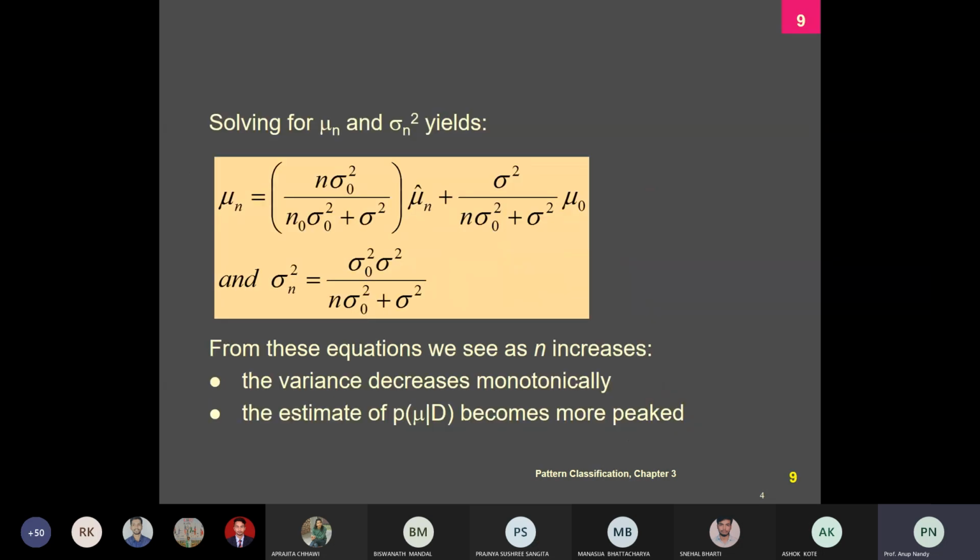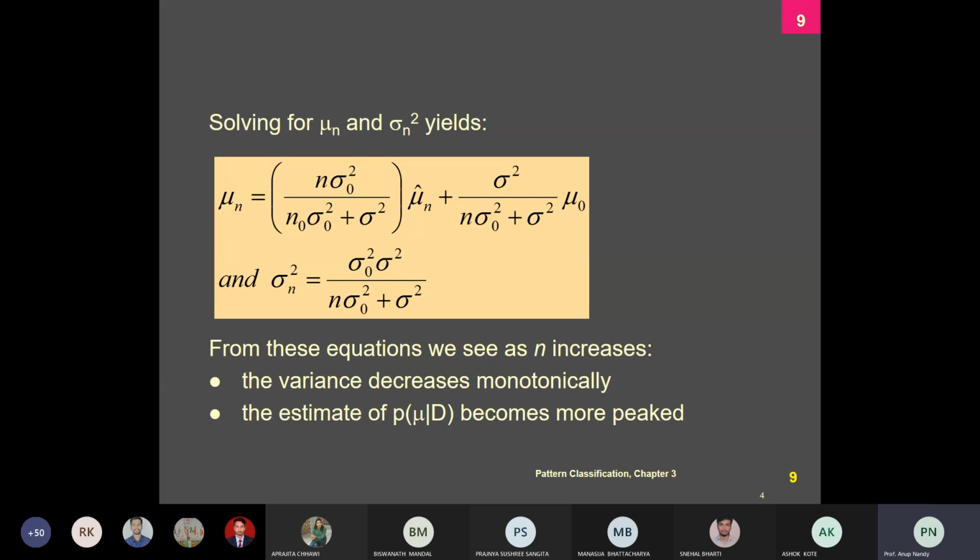Next, you just solve it. Now what is your objective? Your objective is to estimate the parameter. Which parameter? Theta. You started with this density function P of theta given D. Now theta is nothing but mu and sigma square, and you have to solve this for mu n and sigma n square.